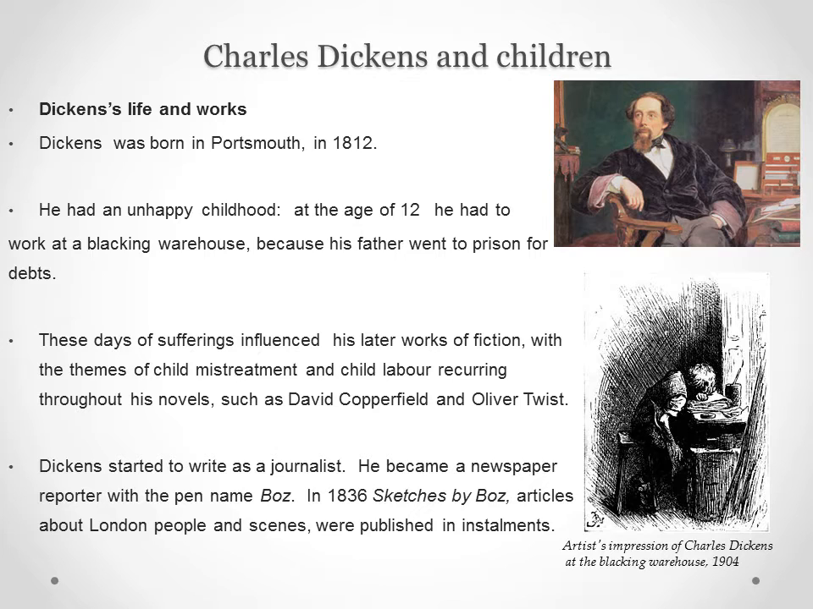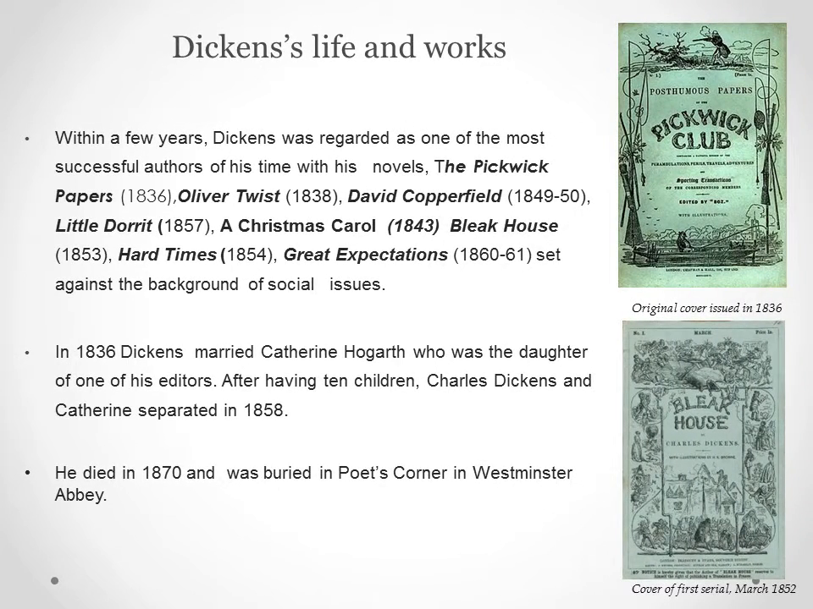Dickens started to write as a journalist. He became a newspaper reporter with the pen name Boz. In 1836, Sketches by Boz, articles about London people and scenes, were published in installments. Within a few years, Dickens was regarded as one of the most successful authors of his time, with his novels The Pickwick Papers, Oliver Twist, David Copperfield, Little Dorrit, A Christmas Carol, Bleak House, Hard Times, Great Expectations, set against the background of social issues.